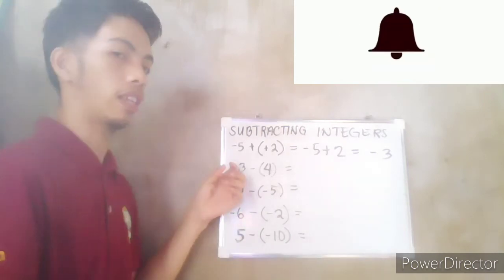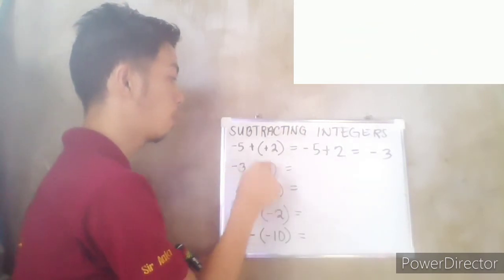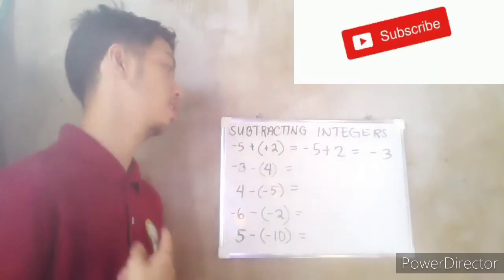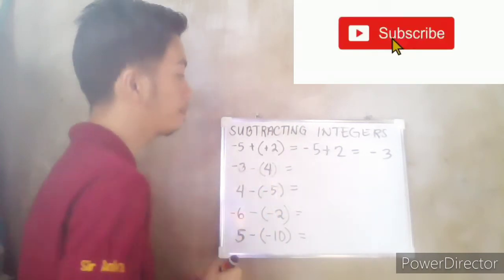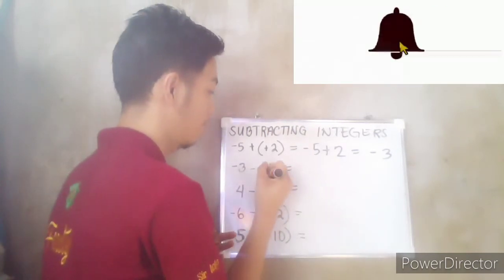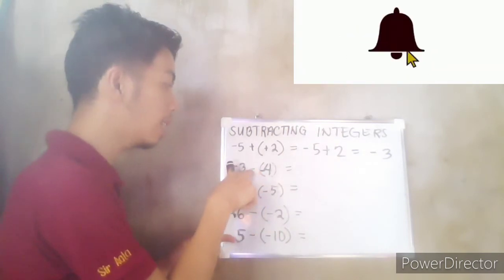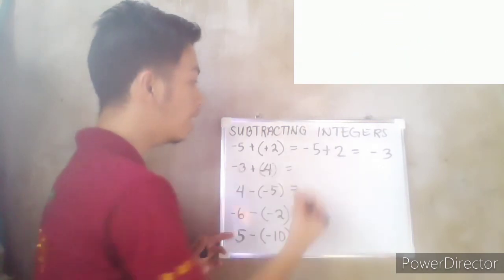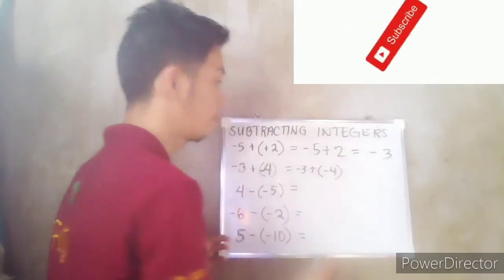Let's have this one. Okay? We have negative 3 minus 4. Okay? Change the sign of the subtrahend. Ang subtrahend natin ay 4. Positive. Magiging negative. Okay? Magiging negative. At ito ay magiging plus. Okay? So, kung i-rewrite natin, that is negative 3 plus negative 4.